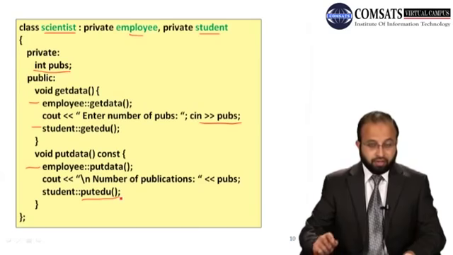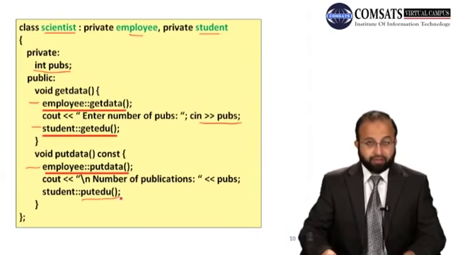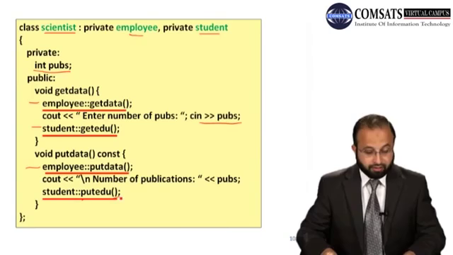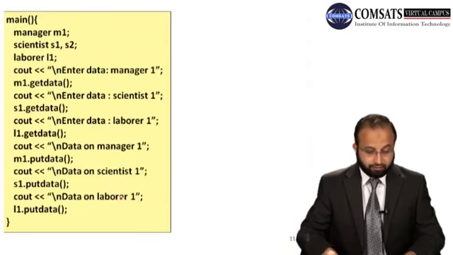When the put education function is called, it is a function of the student class. Now it will display the school name and highest degree earned, right. So these are the function calls of the base class from the derived class. Now this is a laborer class, that is an empty class having a public inheritance with the employee class.